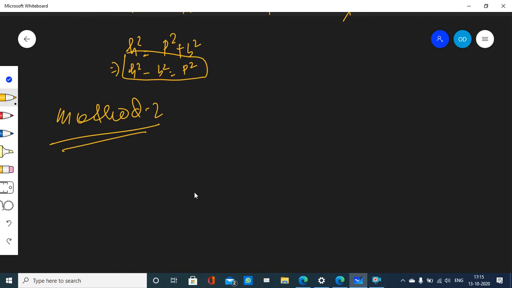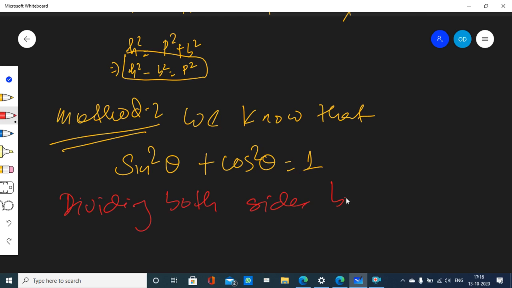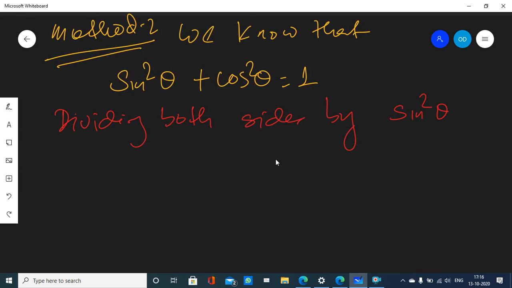Second method. Well, the first identity that we already know. We know that sin square theta plus cos square theta is equal to 1, right? We already know this from the first identity. Now dividing both sides by sin square theta. Let's just divide both sides by sin square theta. See, just before, in the second identity, we had divided both sides by cos square theta. Remember? Here we are dividing both sides by sin square theta.